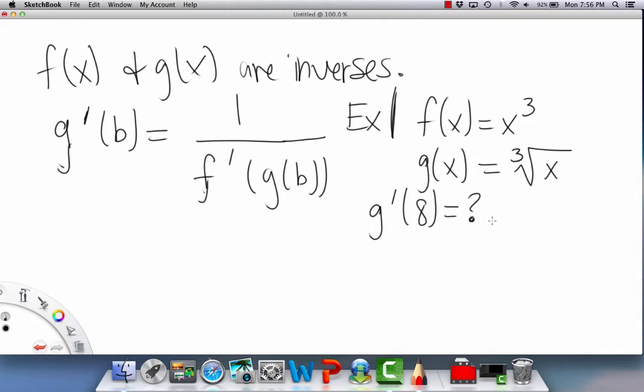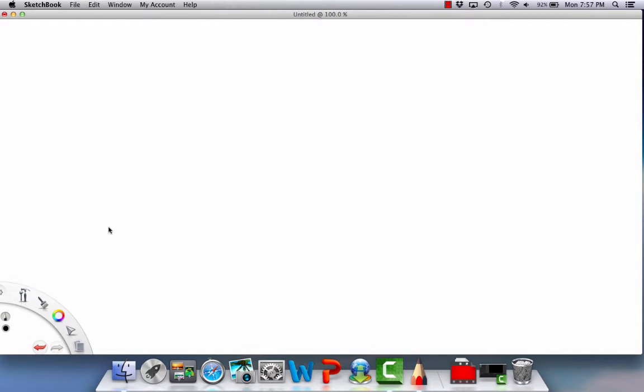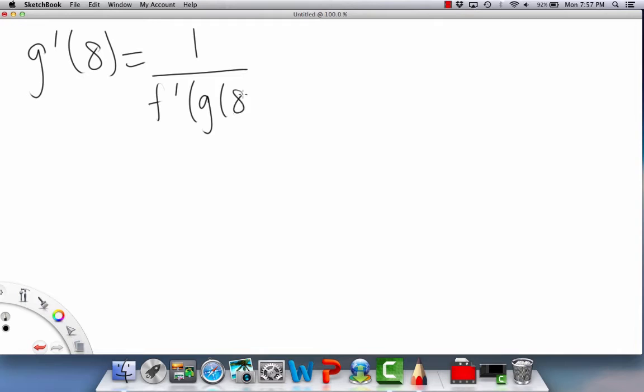Okay, so g prime of 8, according to our formula, let's set it up. I'm going to go on to another slide so I have more room. So g prime of 8 equals, according to the formula, 1 over f prime of g of 8. That's just referring to our formula, which you can also find in the book just as easily.